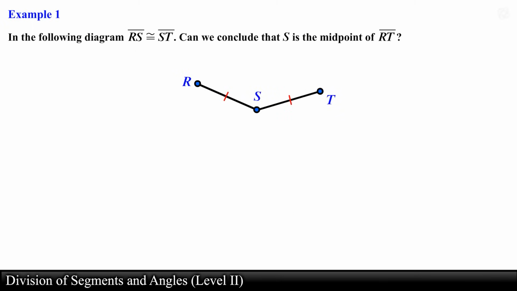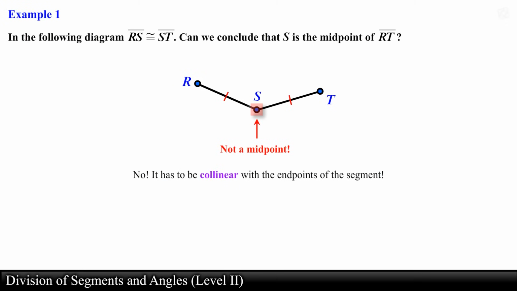At first glance, this seems to be the case since we are given that segment RS is congruent to segment ST. Unfortunately, point S is not the midpoint of segment RT. In order for a point to be considered a midpoint, it has to be collinear with the endpoints of the segment. Looking at the diagram, we see that point R, point S, and point T are not collinear, so point S cannot be a midpoint.